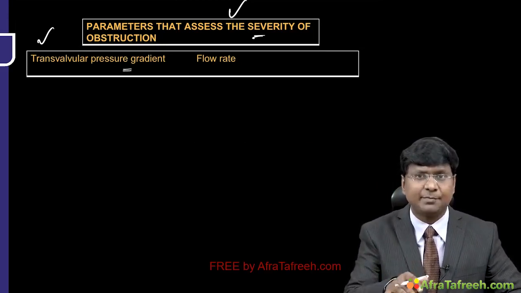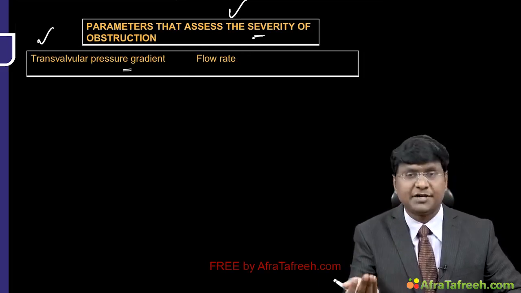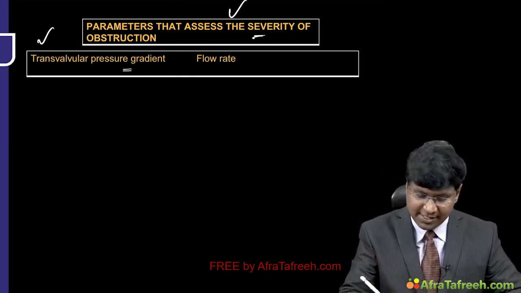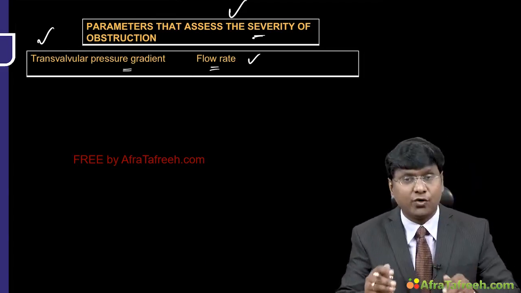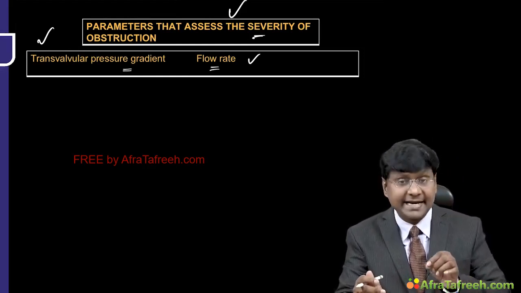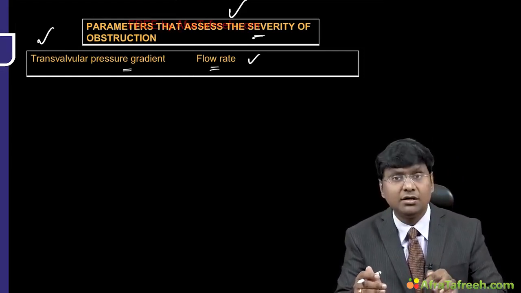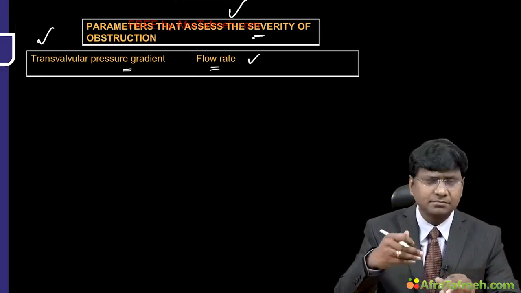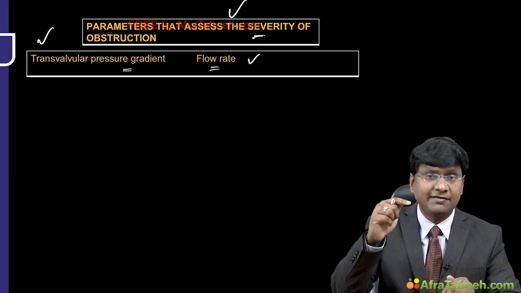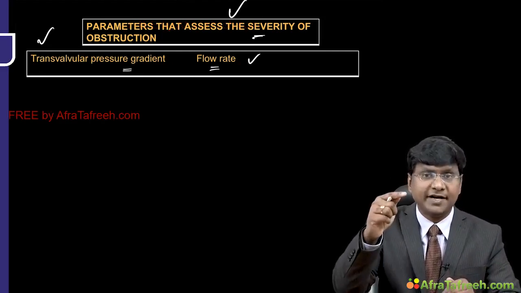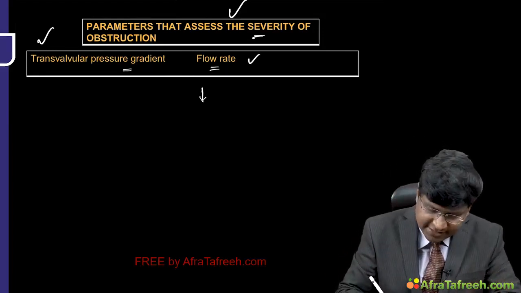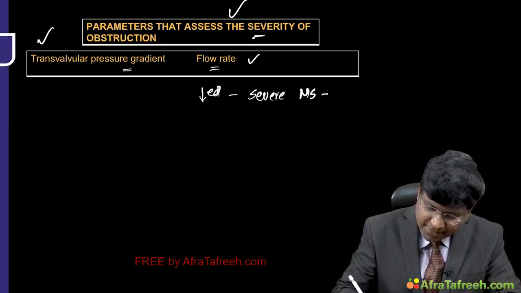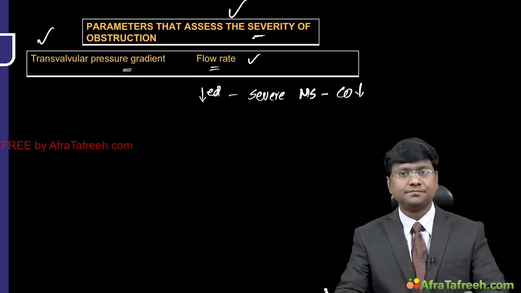That means it is directly proportional. The more your transmitral pressure gradient, the more severe your mitral stenosis. And another important parameter is the flow rate. Now, this particular flow rate depends not only on the cardiac output. See, basically, what is that flow rate we are discussing? It is the volume of the fluid which is moving from left atrium to the left ventricle. That is your flow rate. So, if the flow rate is grossly reduced, that means it is severe mitral stenosis. Thereby, the cardiac output will be reduced, right?